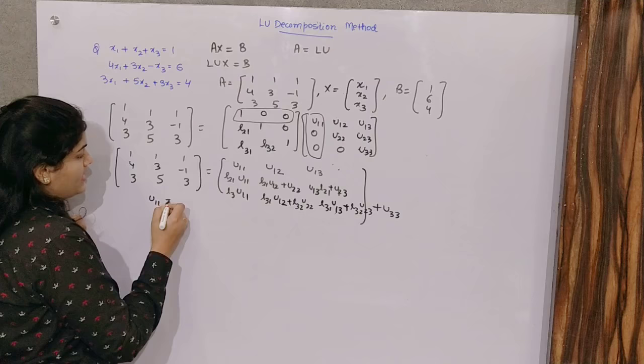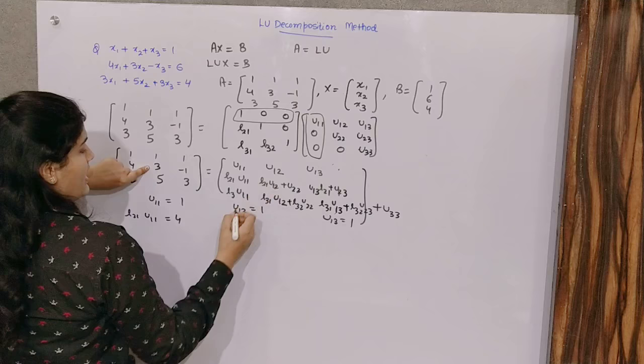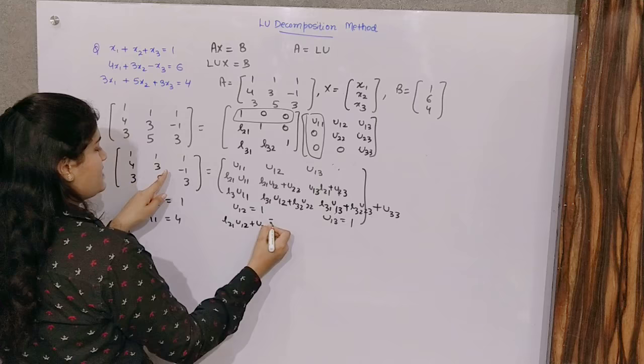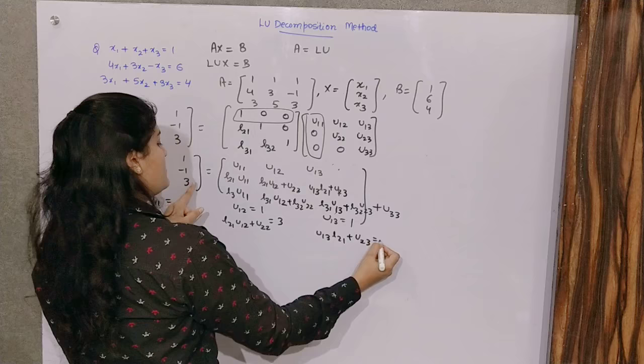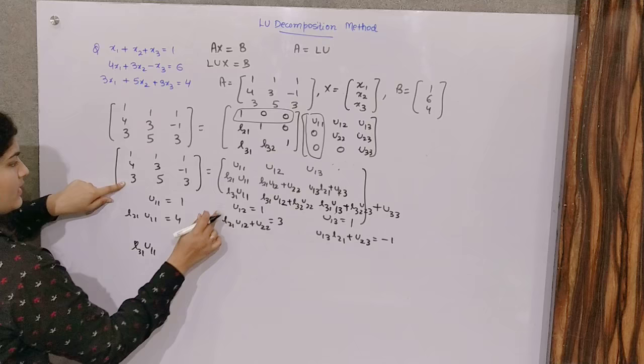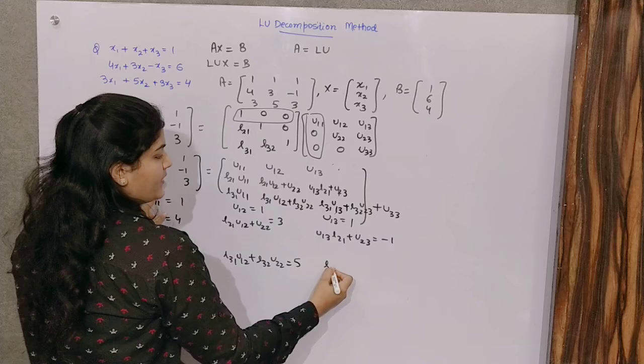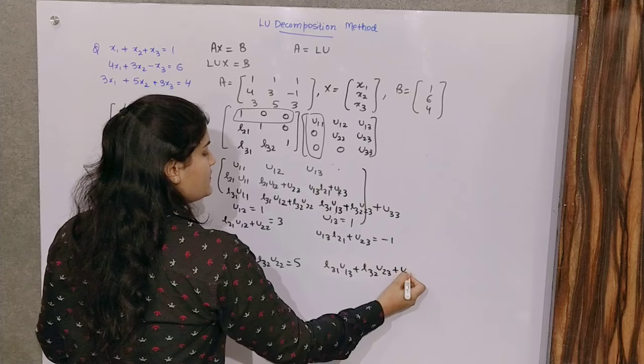So U11 is 1, U12 is 1, U13 is 1. Now L21 U11 is 4. L21 U12 plus U22 is 3. L21 U13 plus U23 is minus 1. And L31 U11 is 3, L31 U12 plus L32 U22 is 5, then L31 U13 plus L32 U23 plus U33 is 3. Now get all the values for these variables.